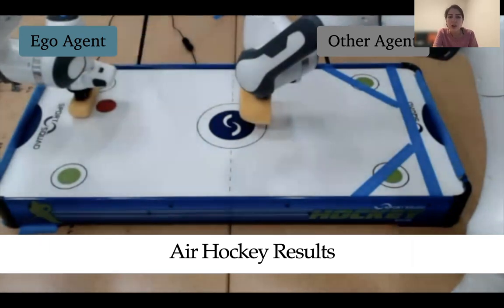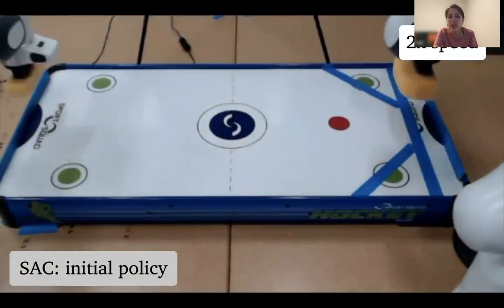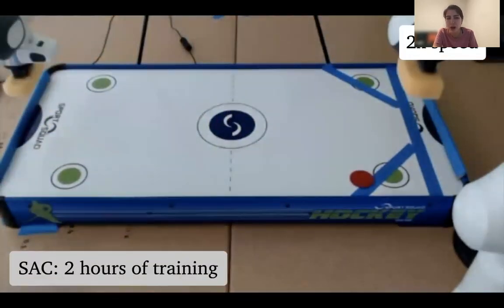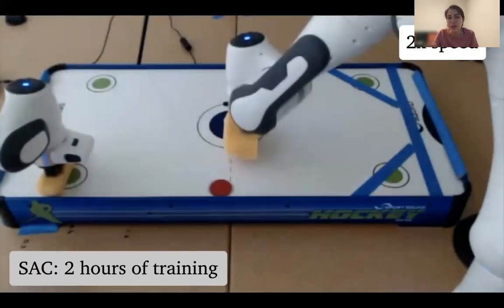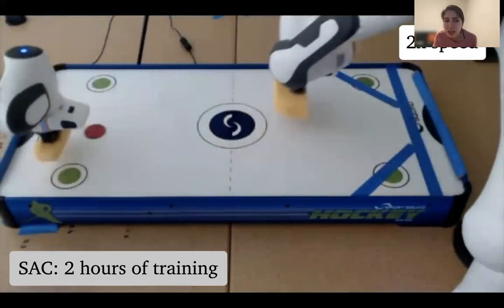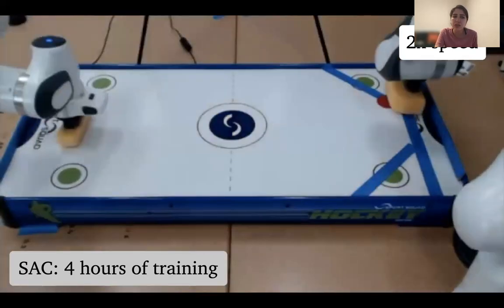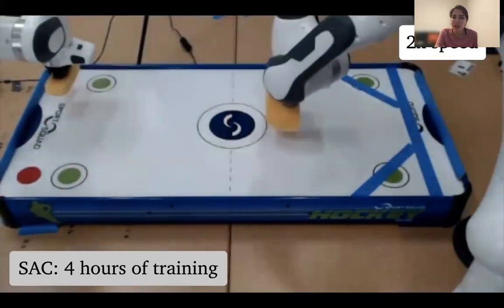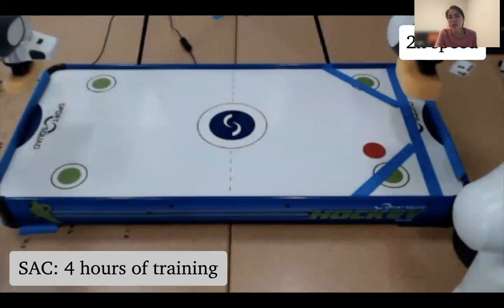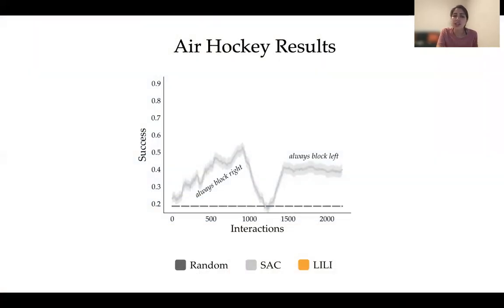Okay. So if you train this robot through soft actor critic, eventually, after a number of hours of training, 2 hours of training, it learns that if it goes to one side, it is going to be able to block the puck. If it goes to the right, it's going to be able to block the puck. And then eventually, after 4 hours of training, it realizes that going to the left is actually better. So it always goes to the left because that's the best thing that it can do. By always going to the left, it is going to get a success of around 40%. So 40% of the time it gets lucky and it's able to block the puck.